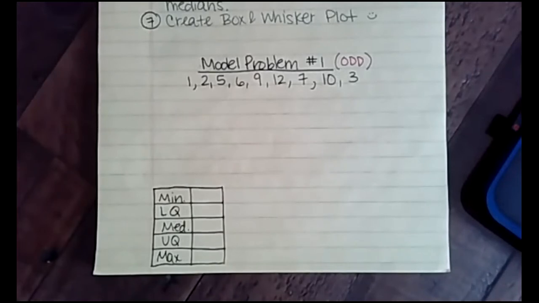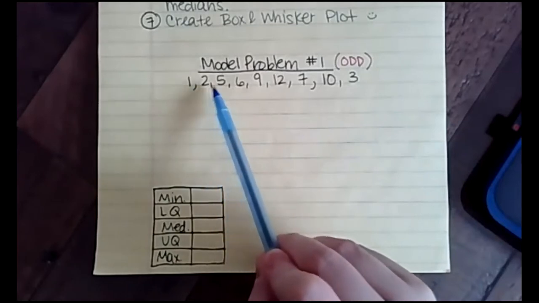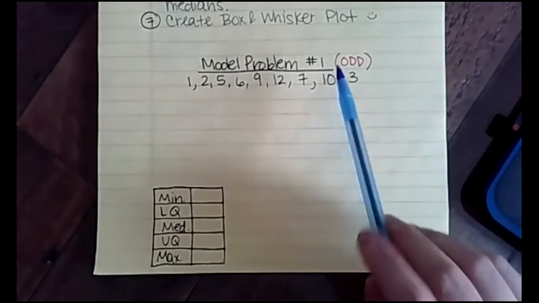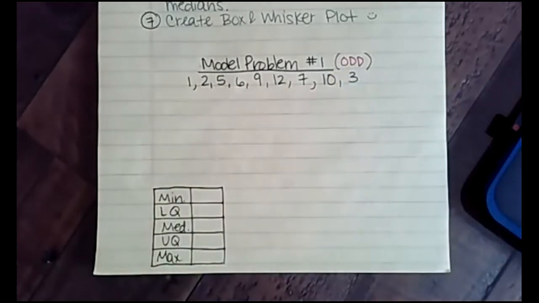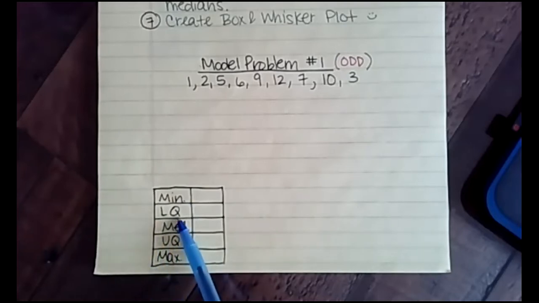How do I know that? Well, I'm just going to go right ahead and count. How many items do I have? 1, 2, 3, 4, 5, 6, 7, 8, 9. 9 is an odd number, so this is an odd data set, okay? I have my 5-number summary here listed at the bottom. LQ means lower quartile and UQ means upper quartile, okay?